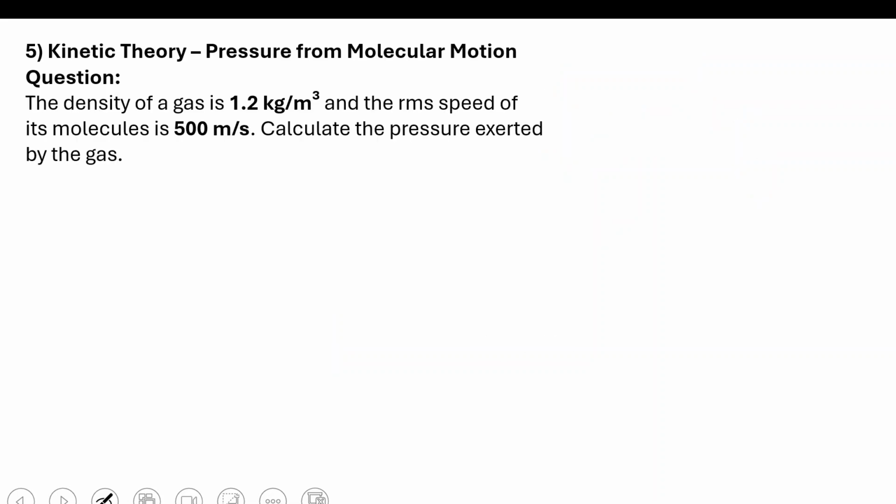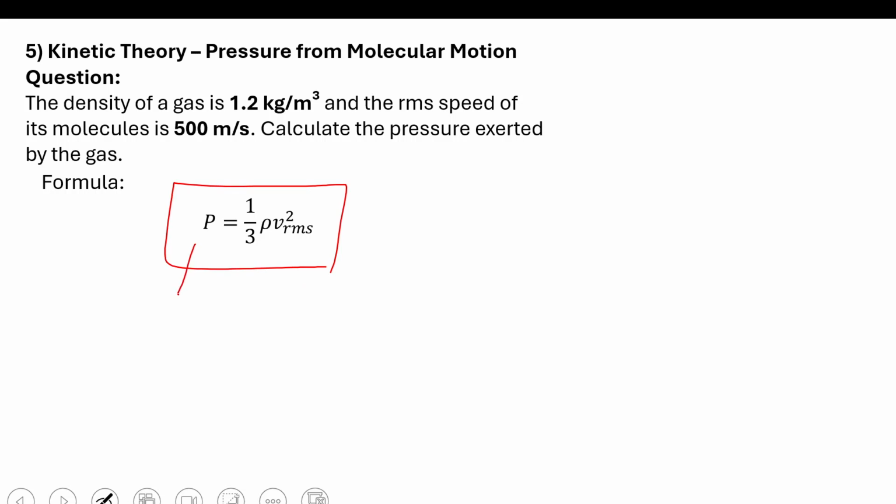Okay. So kinetic theory has to do with pressure from molecular motion. It says the density of a gas is 1.2 kilogram per meter cubed, and the root mean square speed of its molecules is 500 meters per second. Calculate the pressure exerted by the gas. So first of all, this formula is what is used to get the pressure exerted, where P is pressure, 1/3 is just a number, rho is density, and v RMS is the root mean square speed.